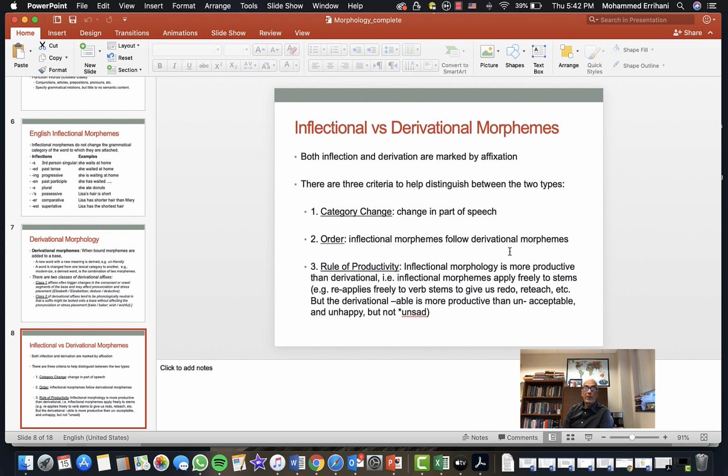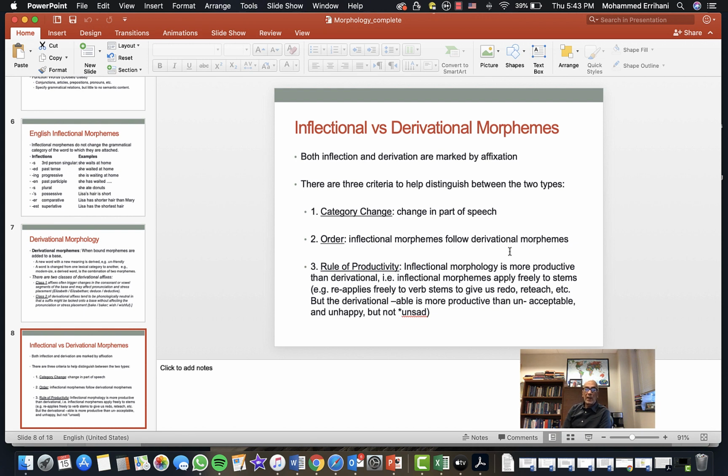Category change, change in part of speech. So derivational morphemes change the part of speech. They change the grammatical category. So they might change a word from an adjective to a verb, as we saw before, modern, modernize. So if you add eyes to modern, it becomes modernize. If you add sometimes ly to a word, let's say careful is an adjective. You add ly, it becomes carefully. So here we have a change from an adjective into an adverb.